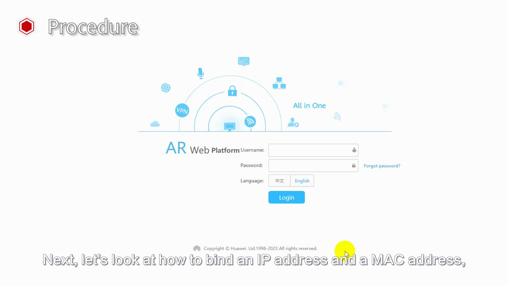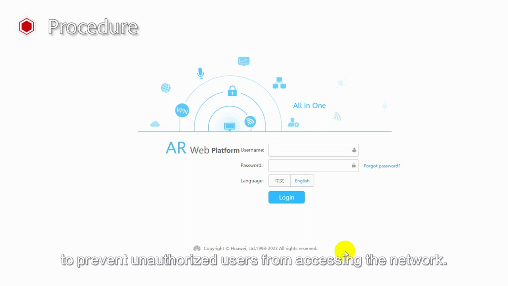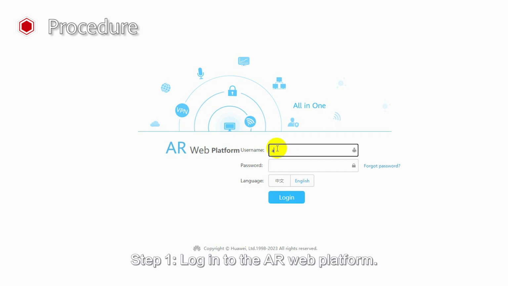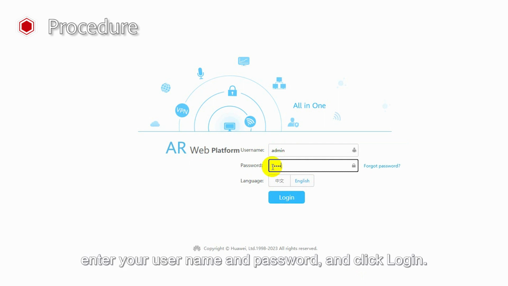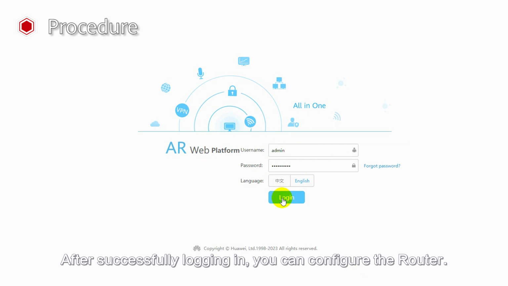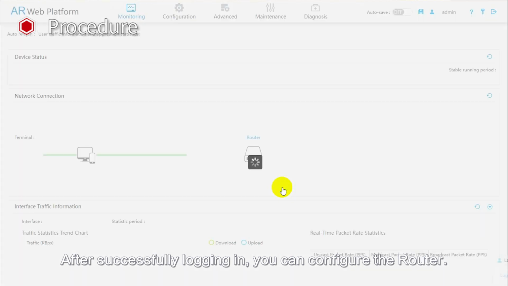Next, let's look at how to bind an IP address and a MAC address to prevent unauthorized users from accessing the network. Step 1. Log into the AR web platform. Open the web login page, enter your username and password, and click Login. After successfully logging in, you can configure the router.